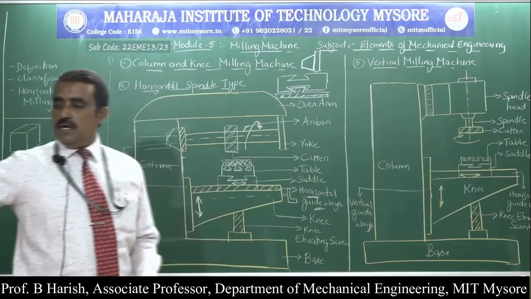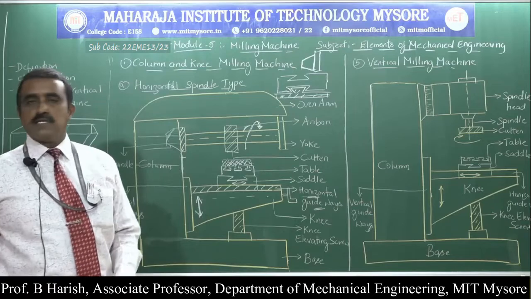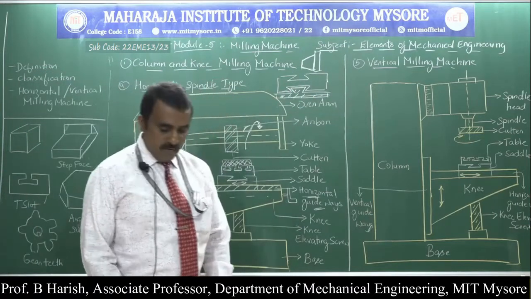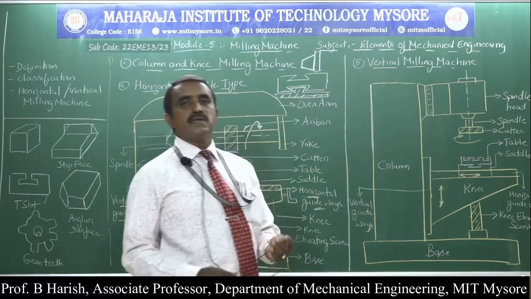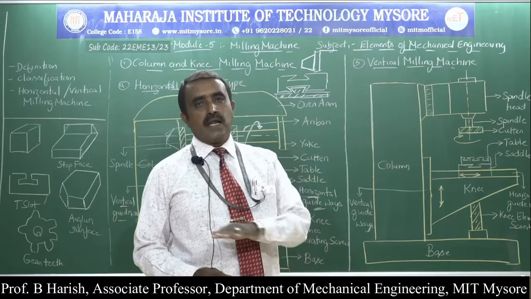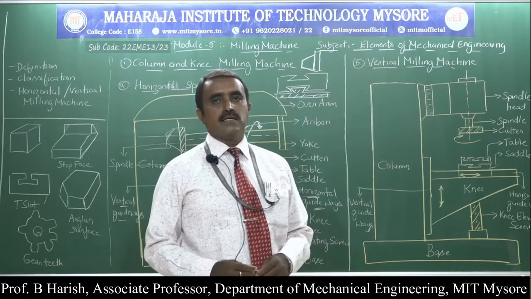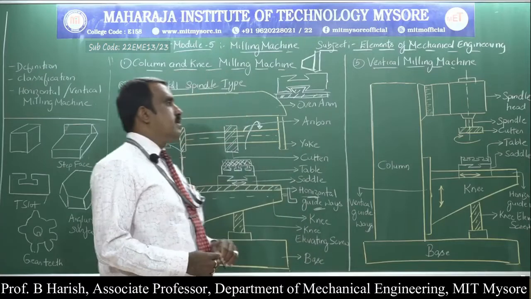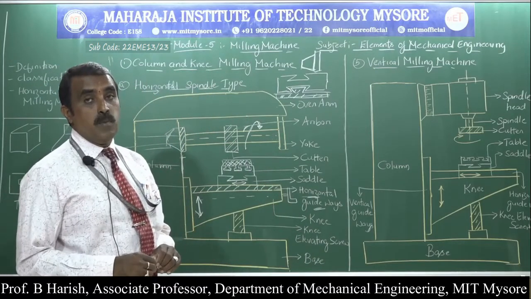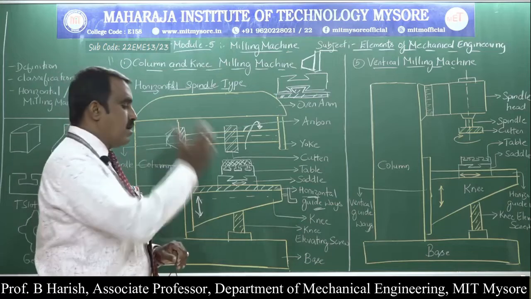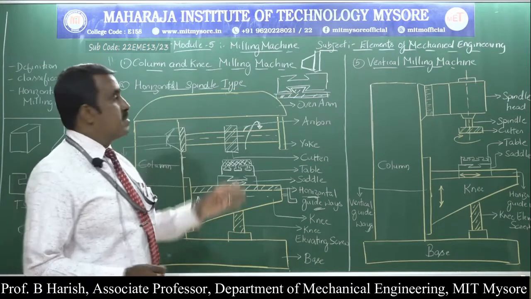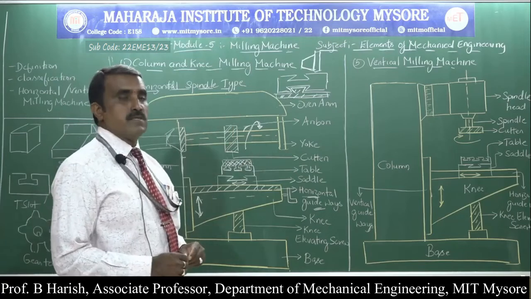Next, we'll move to one more type of milling machine, called the vertical milling machine. The difference between horizontal and vertical milling machines is very clear. In a horizontal milling machine, the spindle axis is in the horizontal direction, whereas in a vertical milling machine, the spindle axis is in the vertical direction. That is the basic difference, and that is the reason why the name is given as vertical milling machine.